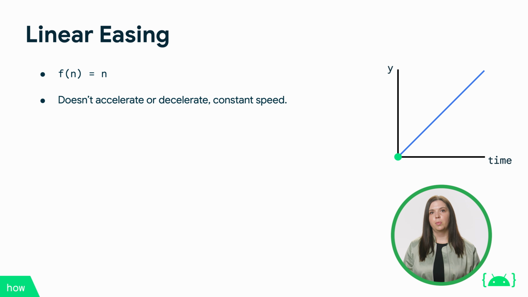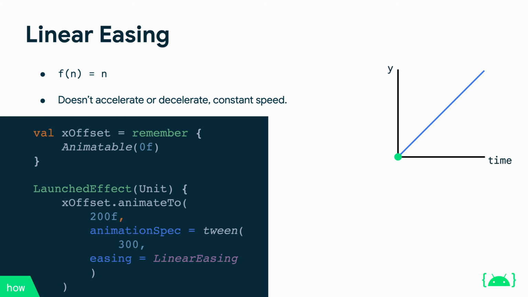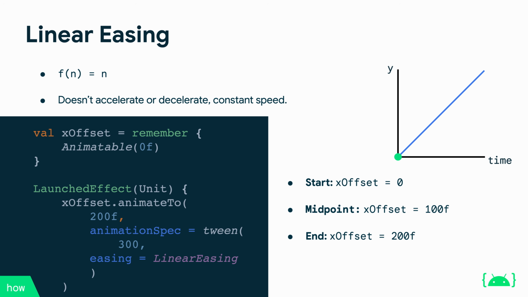Now let's learn a little bit more about linear easing. This is when you transform the values linearly. There's no acceleration or deceleration. In this example, when we change the easing curve to linear easing, the animation will run as follows. At 0 milliseconds, the x offset will be 0. At the midpoint, it'll be exactly halfway between the start and end values. And at the end of the animation, the X offset will be at its final destination.